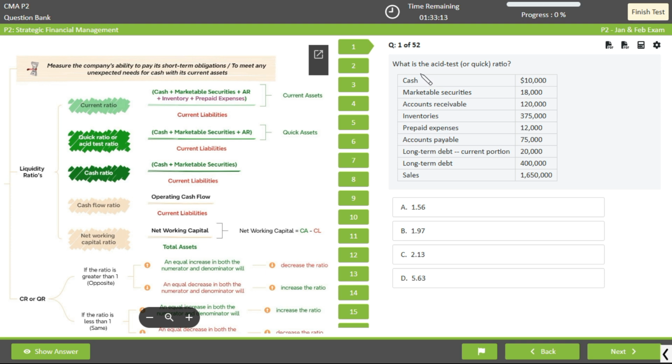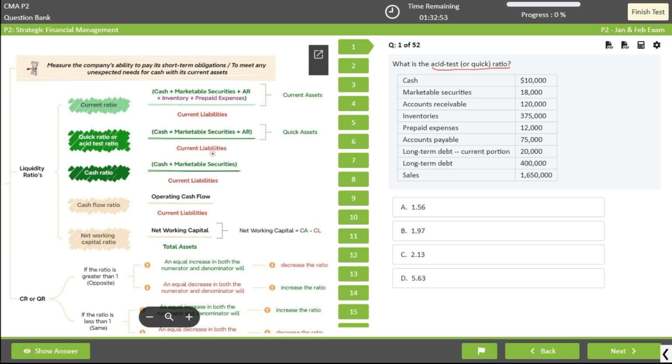So what are they asking here? Here they are asking about the acid test ratio or quick ratio. So what is the acid test ratio or quick ratio? It is cash plus marketable securities plus accounts receivable, divided by current liabilities.